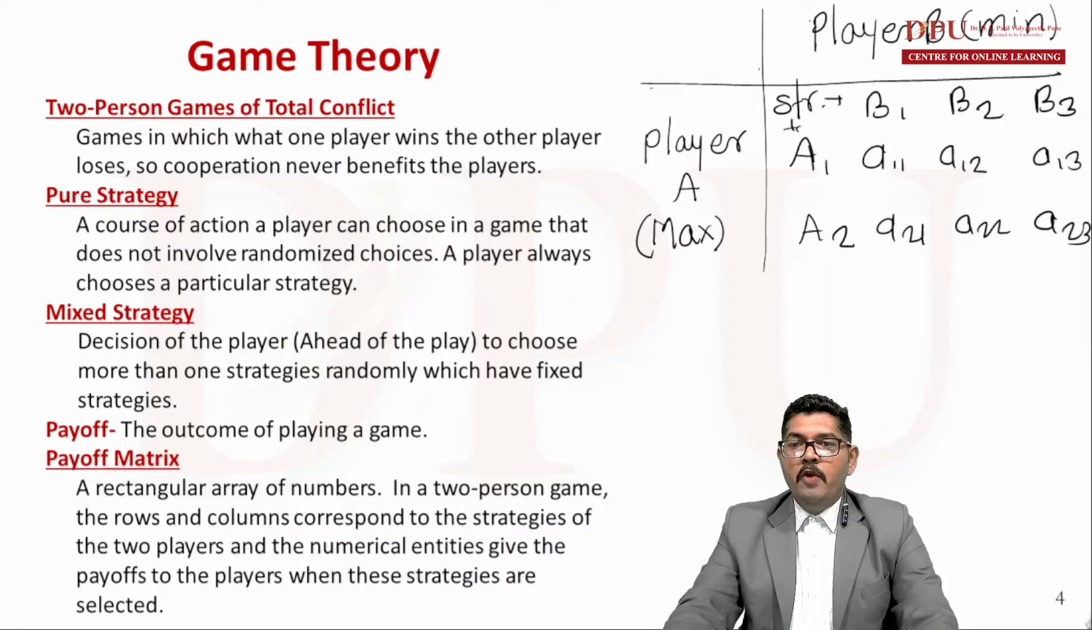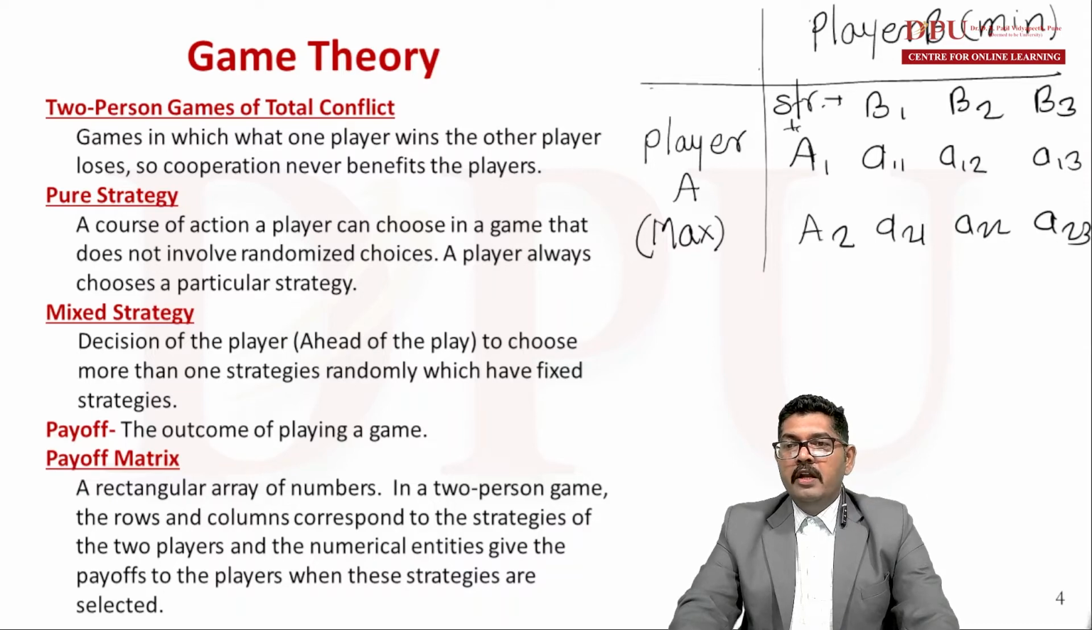All right, so we have player A, and as this is a conflicting game, player A is a maximizing player who tries to maximize the profit, and there is a player B who is a minimizing player. Player B tries to minimize the loss. The values represented here are the outcomes, the payoffs: A11, A12, A13, then A21, A22 and A23. Payoffs mean the outcome of playing the game, right?